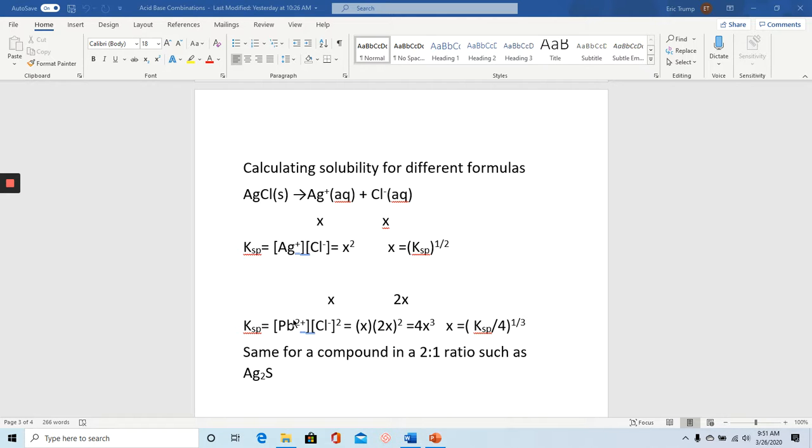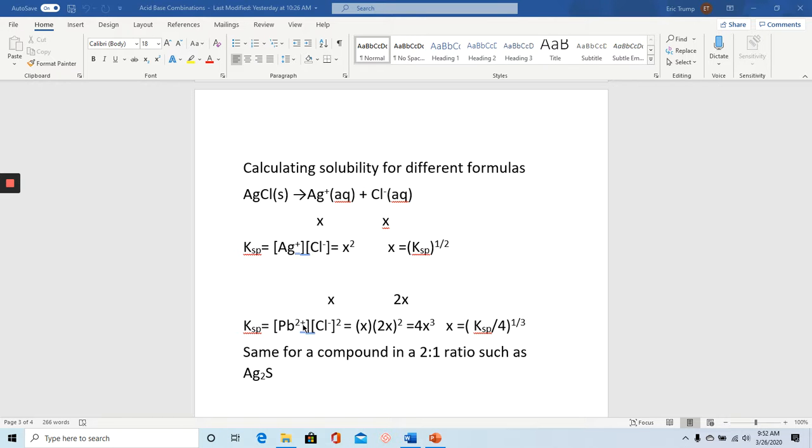Okay, let's consider next an example such as lead chloride, lead-2 chloride. This dissociates into a lead-2 ion and 2 chloride ions. Okay, so the KSP expression is lead 2 plus times chloride squared. And if we designate lead, for example, as X, then chloride would be 2X.